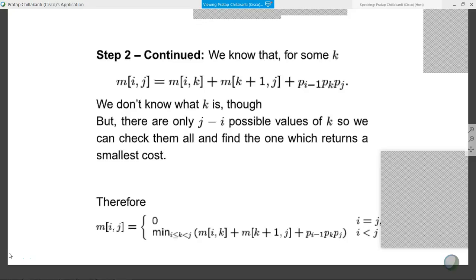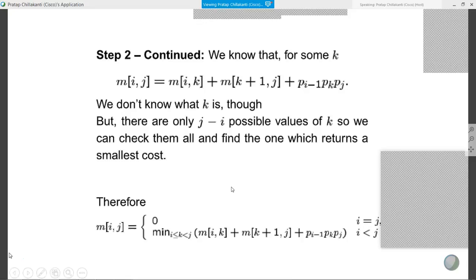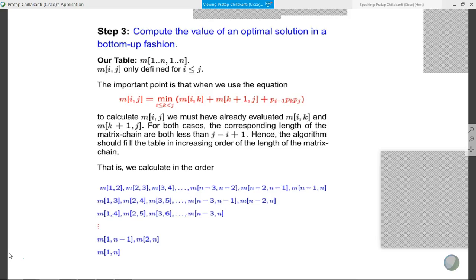And once you compute that one, then you know where to split the problem. That is what this is saying. Again, this is a little bit of theory. These things are there to just show you that there is theory behind it. But in real life, you don't have to worry too much about it.